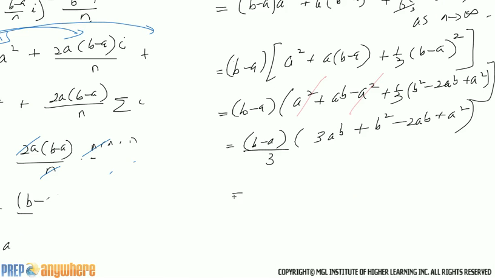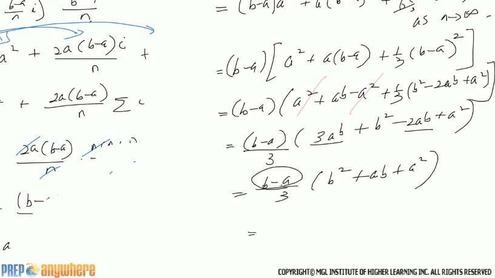Okay, so we get (b minus a). Combine these two, you get b squared plus ab plus a squared, right? So if you multiply this with this, that's exactly b cubed minus a cubed. Remember the factoring formula for the difference of cubes? That's exactly what that is. So we're done. That's the proof.